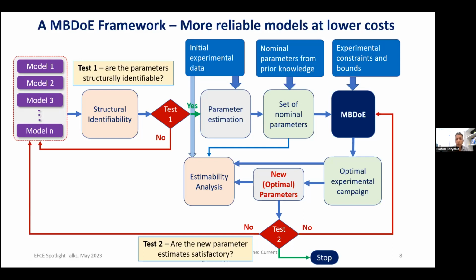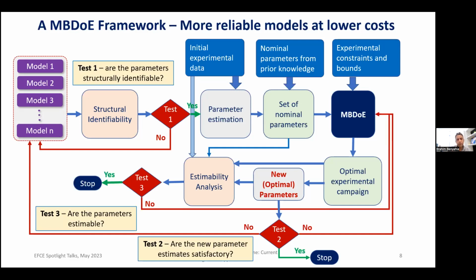But at the same time, we can also assess whether the information in the experiments is enough to identify the parameters, which is also called practical identifiability. So if it is satisfactory, then we stop. Otherwise, we can loop back again and collect new data.